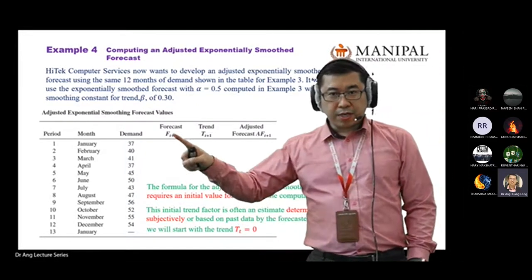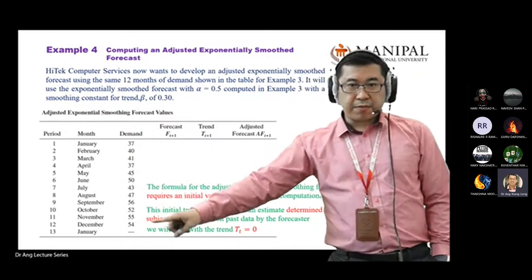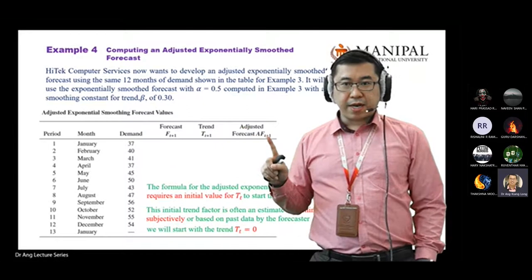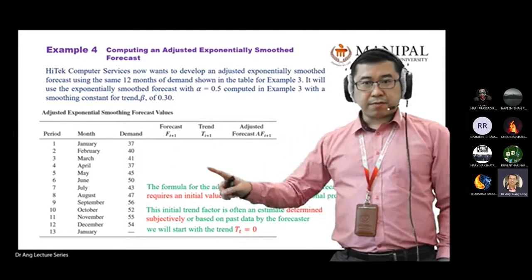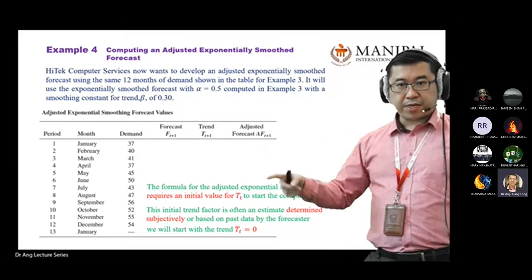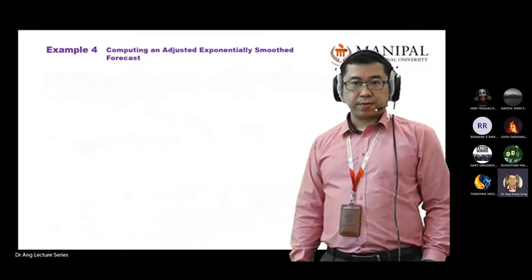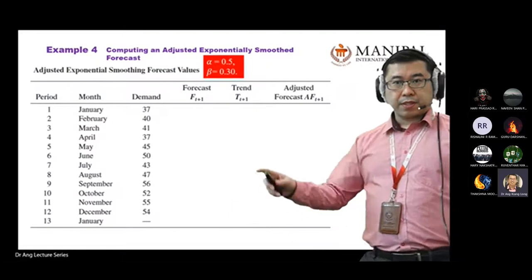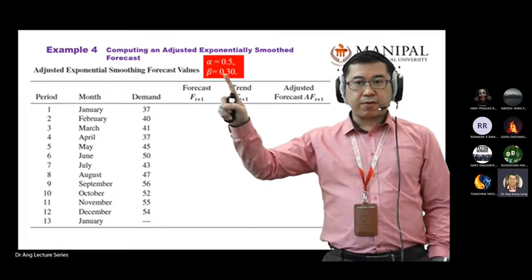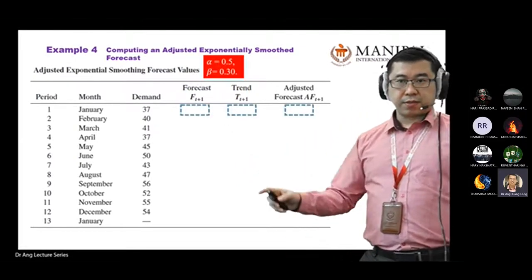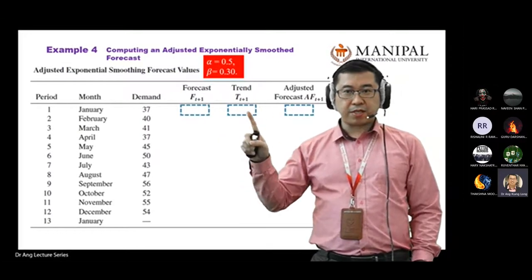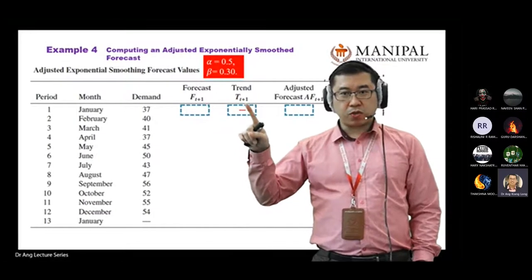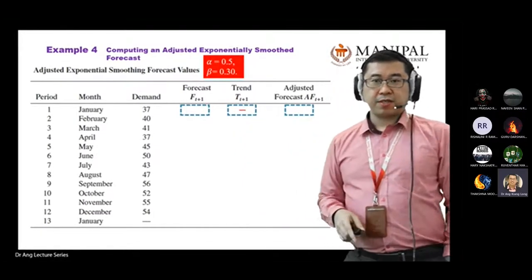Inside this table, you have month, demand, forecast F sub T plus 1, trend T sub T plus 1, and adjusted forecast AF sub T plus 1. Because for the first month, January, we don't have the previous month, we will use T equals zero. And we start filling up this table, with alpha equal to 0.5 and beta equal to 0.3. Again, for the first month, we don't have any trend, so you can put zero or you can just put a dash there.